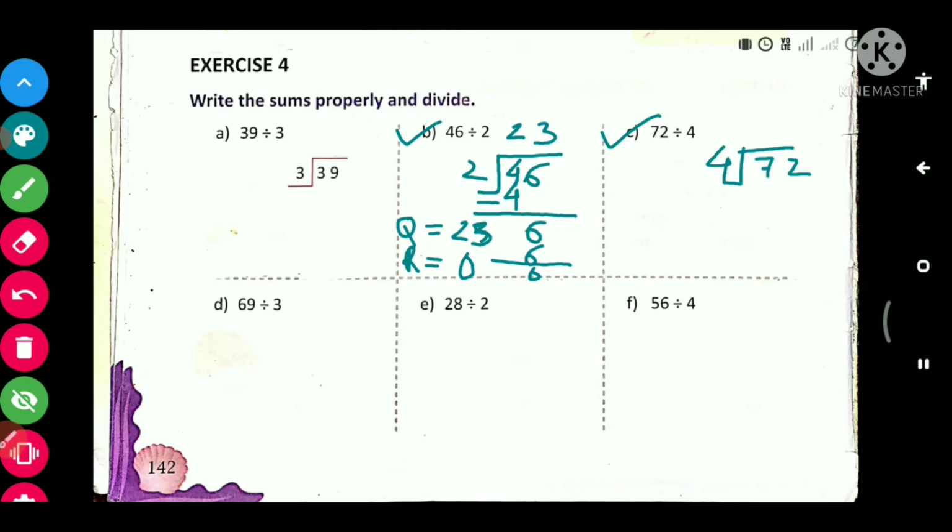So we'll see now the multiplication table of 4. So 4 ones are 4, 4 twos are 8. Now 8 is what? Greater than 7. So we'll choose what? 4 ones are 4. So we'll give 1 here and we'll write 4 here. Now we'll do subtraction. So 7 minus 4, it will be how much? 3. And now this 2 will come down.